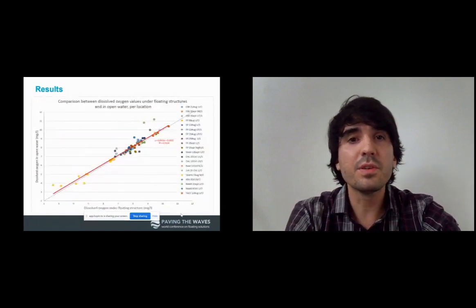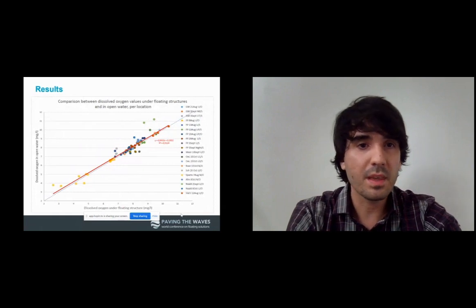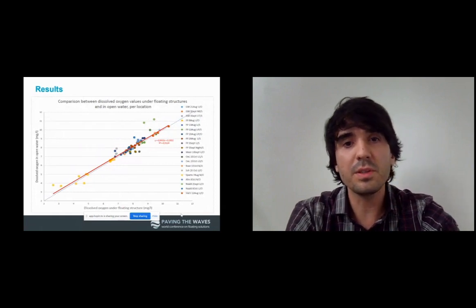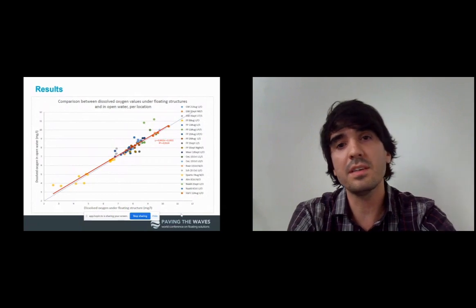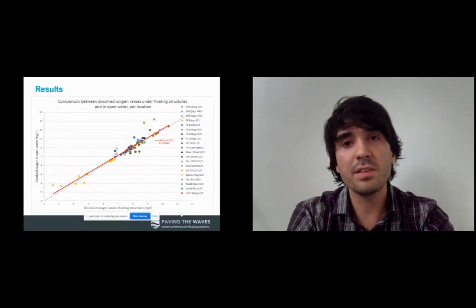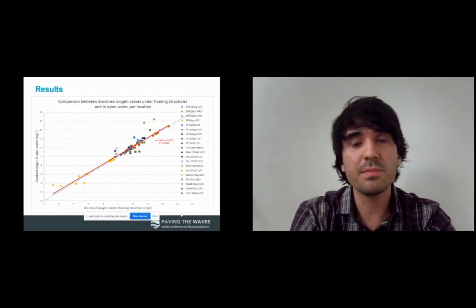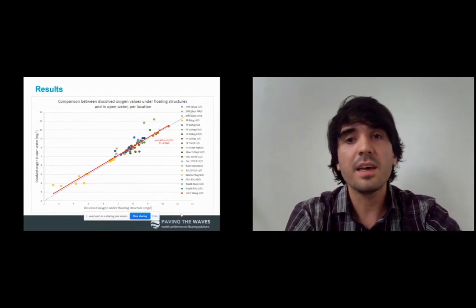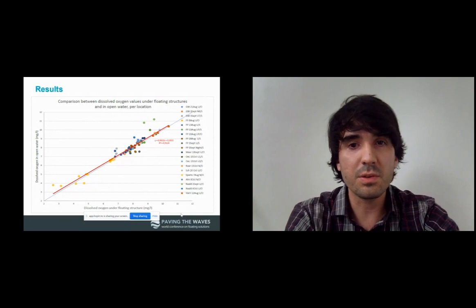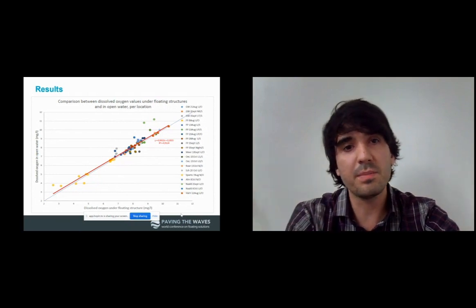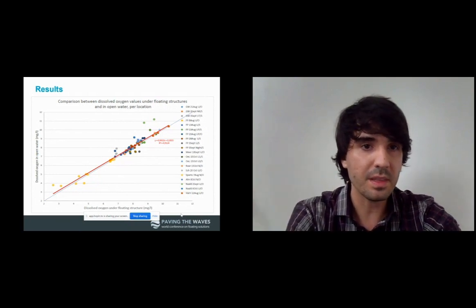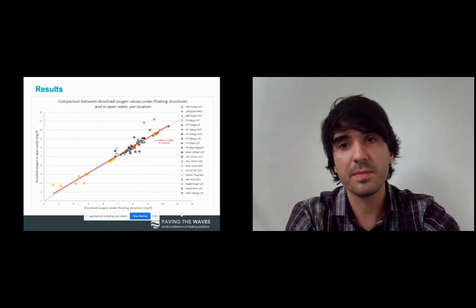But of course, if you look at the dissolved oxygen between under and open, you can see in this graph that there is not so much difference. So you can see some locations it's a bit higher, sometimes a bit less. You can see there's a correlation just a bit above on the open water side.